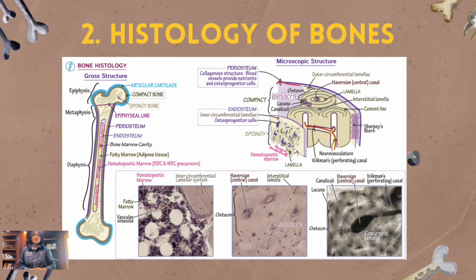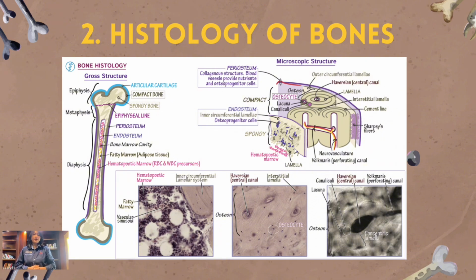Now we move on to the histology of bones. As we know, histology is actually the microscopic structure of the bones. Inside of the bone, there are 2 main parts, which are the compact part as well as the spongy part. Let me begin to explain the compact part first. In the compact part of the bone, there exists the haversian system, which involves the haversian central canal, the lamellae, the lacuna, and the canaliculi, as well as the Volkmann channel.